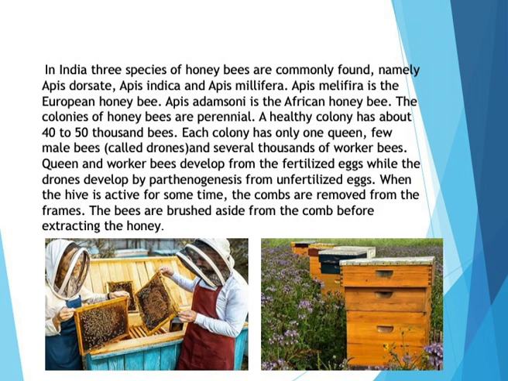Apis adamsoni is the African honeybee. The colonies of honeybees are perennial. A healthy colony has about 40 to 50,000 bees. Each colony has only one queen, a few male bees called drones, and several thousands of worker bees. Queen and worker bees develop from the fertilized eggs, while the drones develop by parthenogenesis from unfertilized eggs.